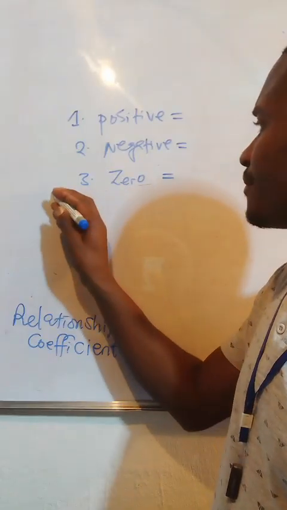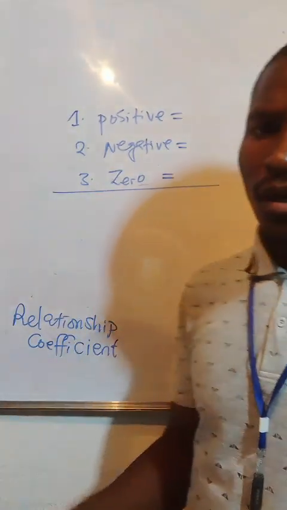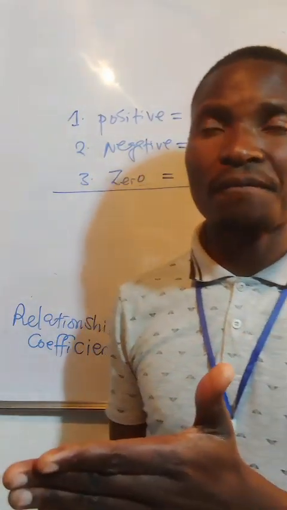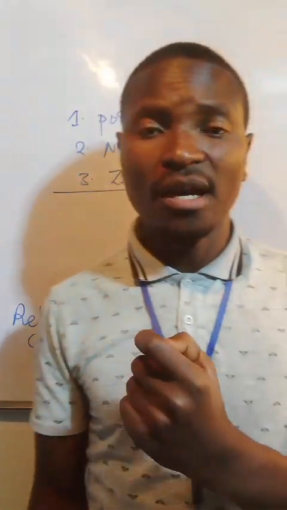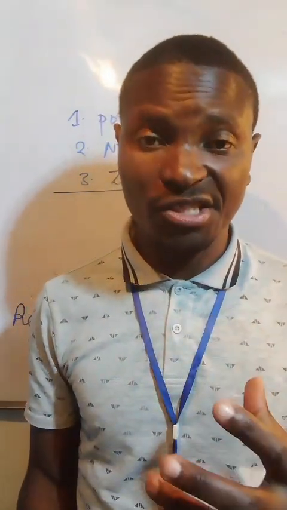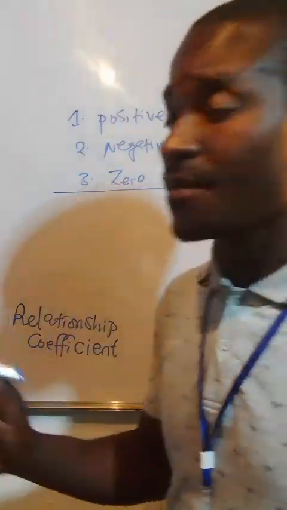So now, the relationship could be positive, and then it could also be negative, and also it could be zero, meaning there is no relationship.